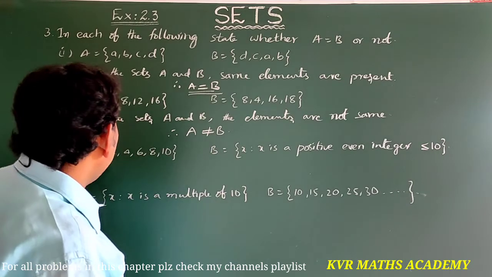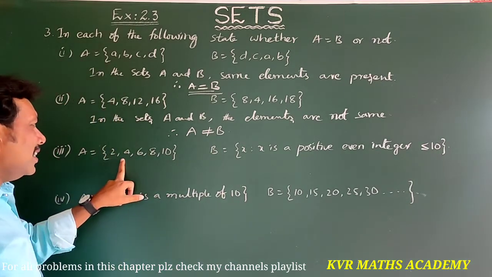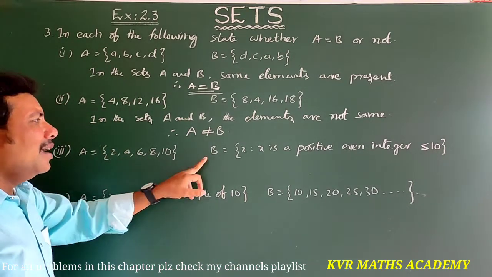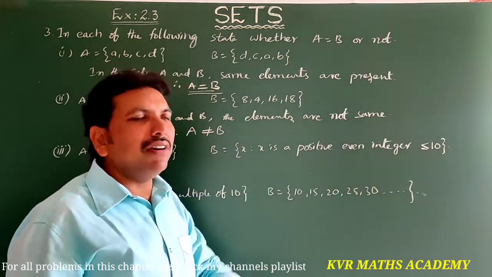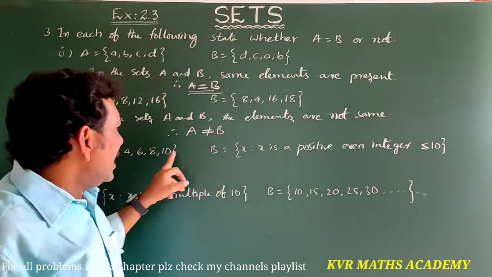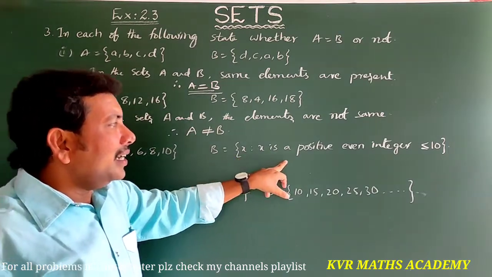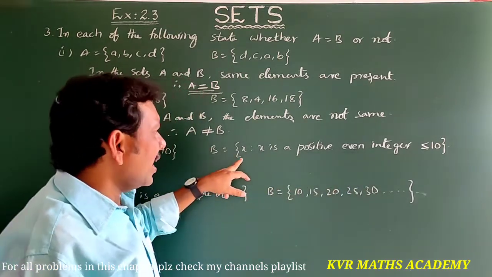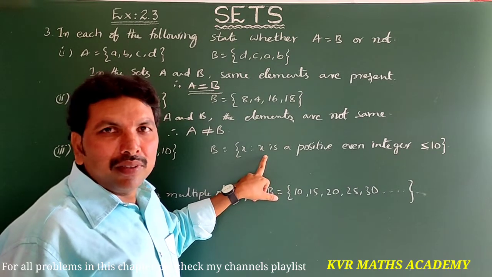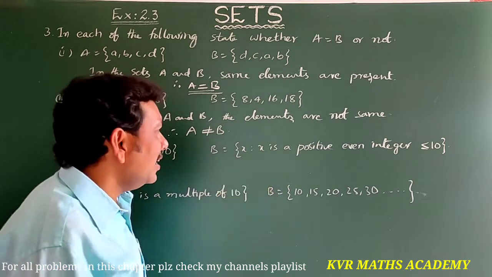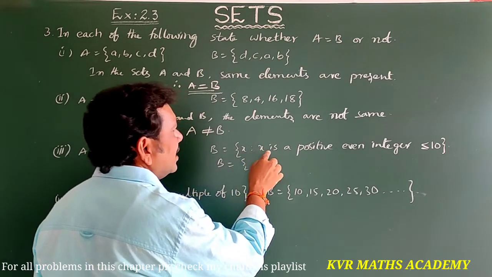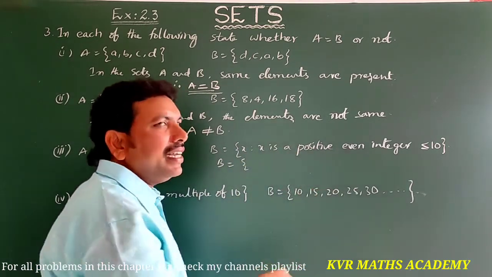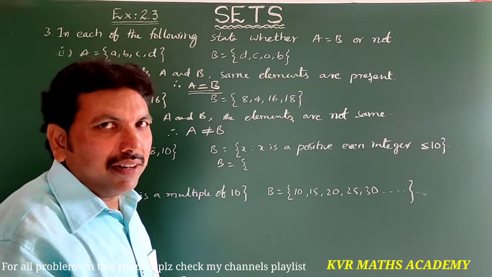Right? Next, coming to the third one. A is equal to 2, 4, 6, 8, 10. B is equal to x, x is a positive even integer less than or equal to 10. Here, it is in roster form and it is in set builder form now. So, first write this into roster form. So B is equal to, how can you write now? B is equal to x such that x is a positive even integer less than or equal to 10.